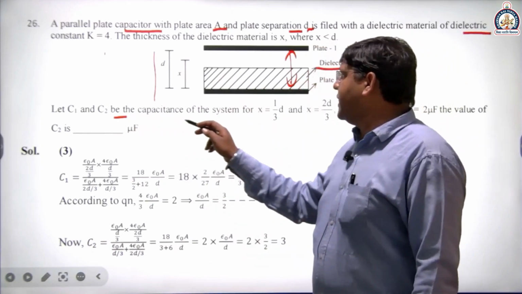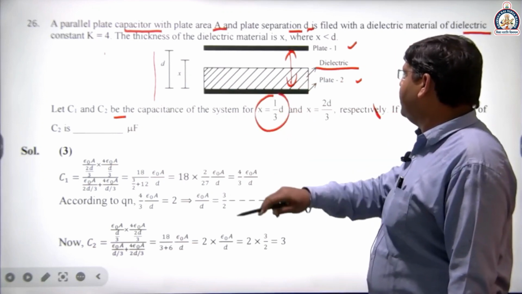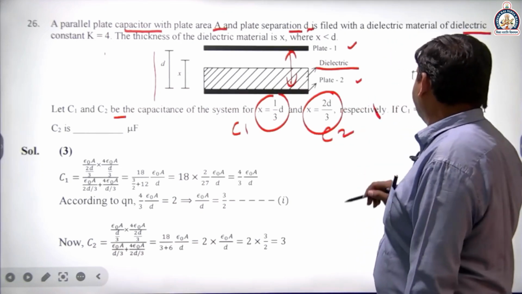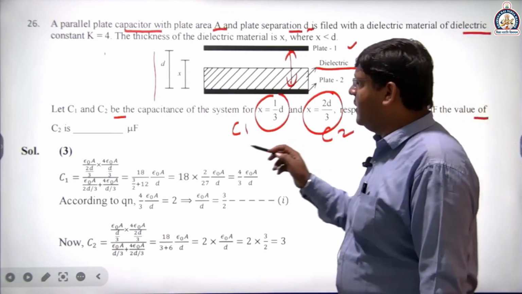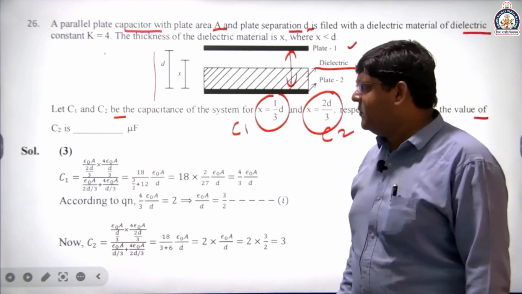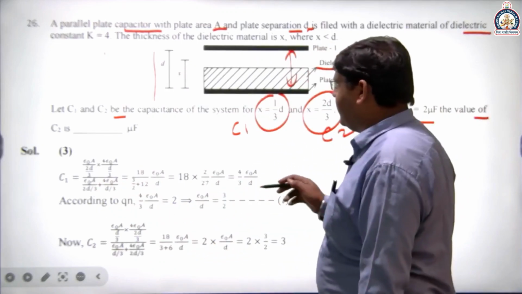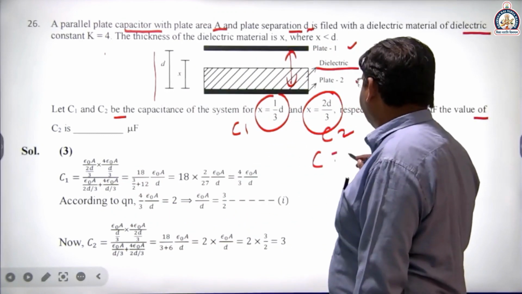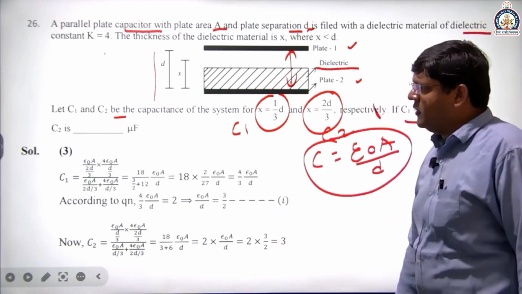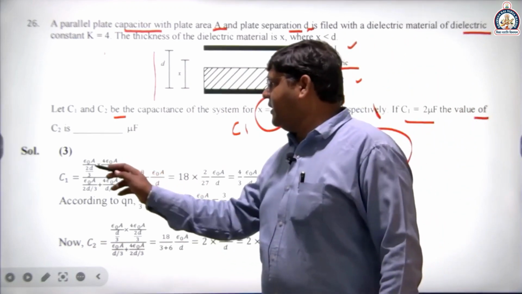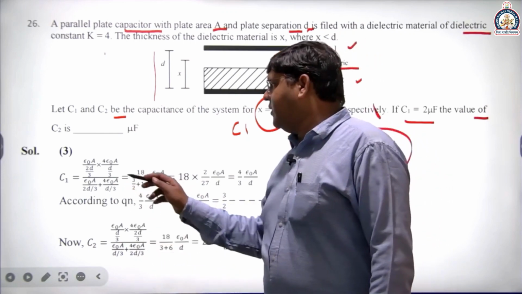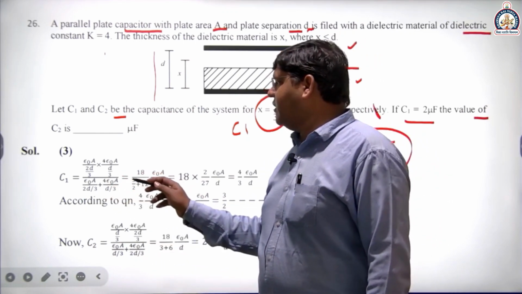Let C1 and C2 be the capacitance of the system for X equal to D by 3 and X equal to 2D by 3. This is for C1 and this is for C2. The C1 value is given, and we have to calculate the value of C2. This is just a combination of capacitors. We know the general formula for capacitance is E naught A upon D. For C1, it is E naught A upon 2D by 3 into 4 E naught upon D by 3, over E naught A upon 2D by 3 plus 4 E naught upon D by 3.